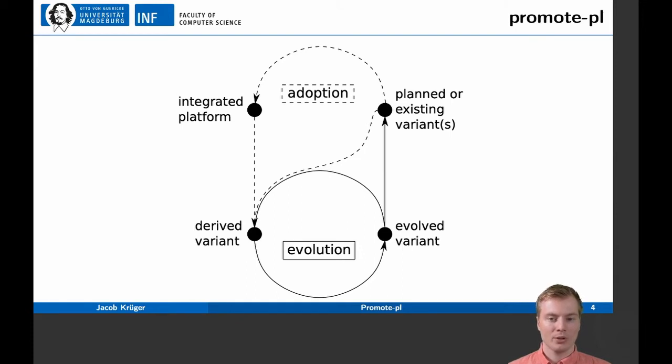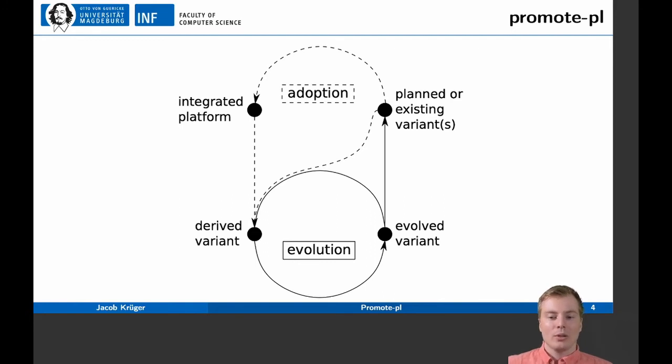Those are the integrated platform itself, so the product line platform, from which we can derive variants. Those variants we can basically evolve into new versions. And we also have a set of planned variants, for example, for extractive adoption, or existing variants, for example, for extractive adoption, planned for proactive adoption.